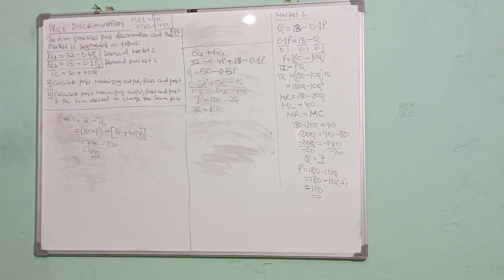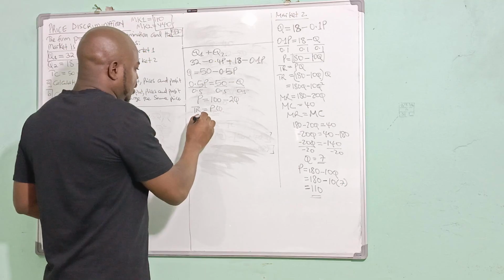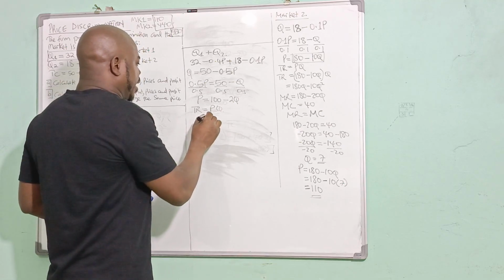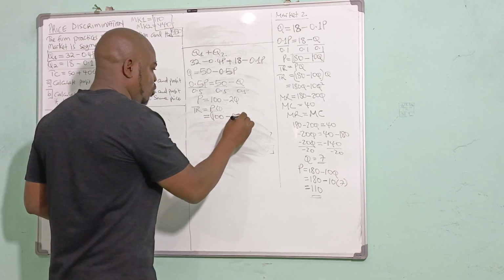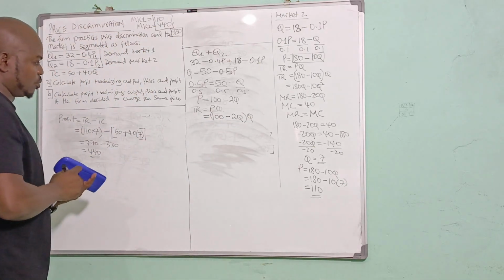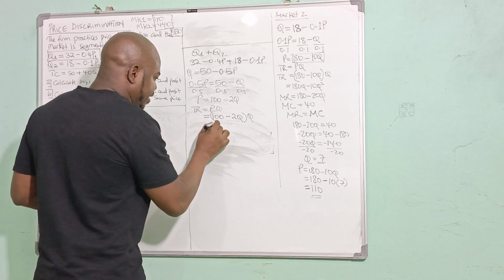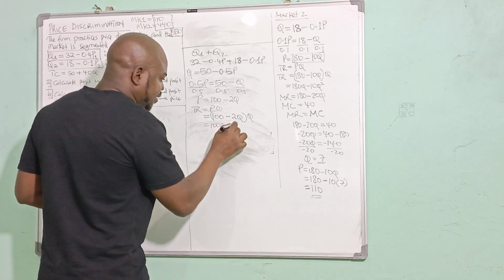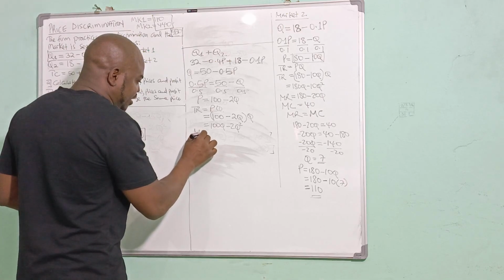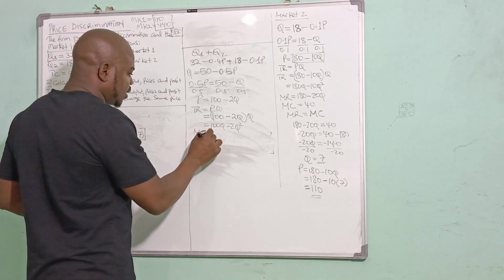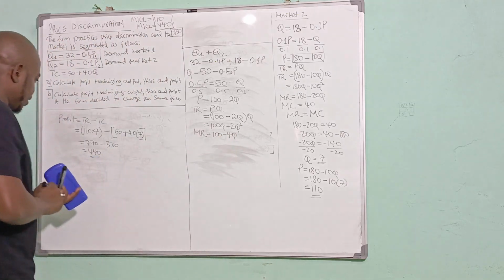From here I can find my total revenue by simply saying PQ. My P is 100 minus 2Q, and then I have the Q there. This will give me 100Q minus 2Q squared. To differentiate it so that I can get my marginal revenue, I have 100 here minus 4Q.